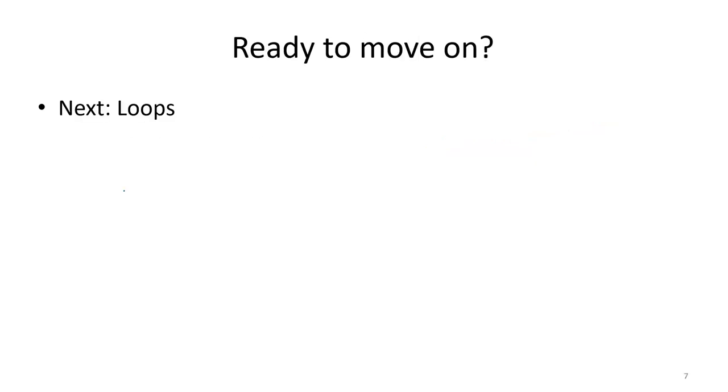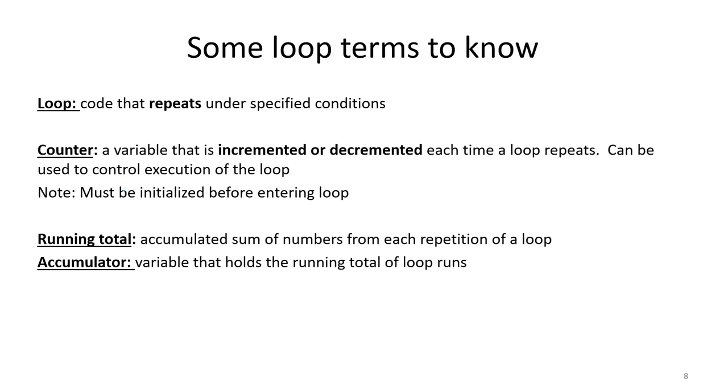So let's go ahead and move on to loops. Loops are another extremely important coding tool that we will use constantly. Here are some general terms that you should be familiar with. First is a loop. Well, what is a loop? Loops are sections of code that will repeat under certain conditions. Typically, these conditions would be specified by a Boolean statement.